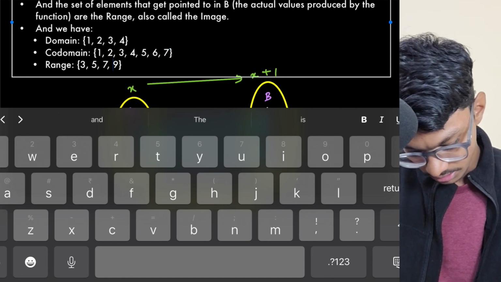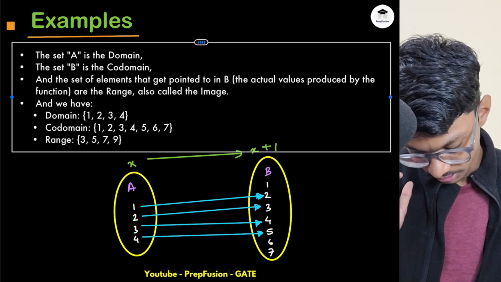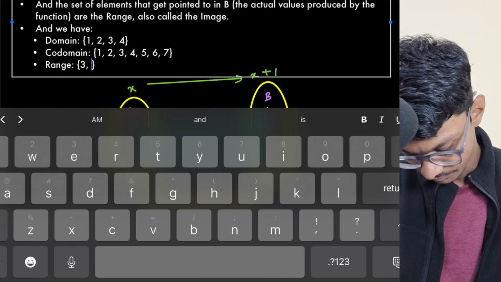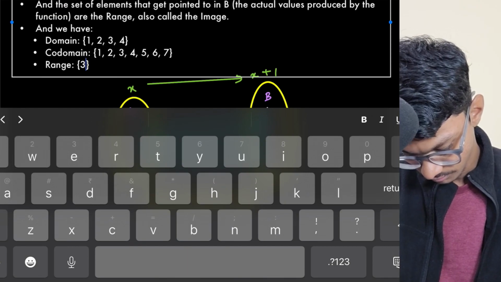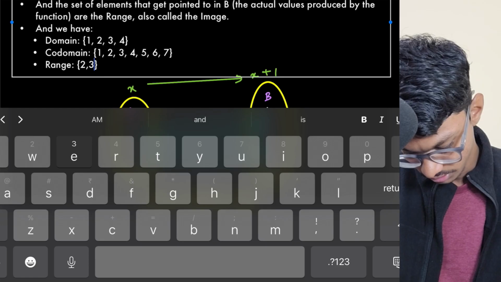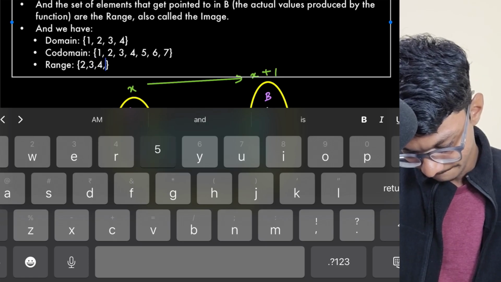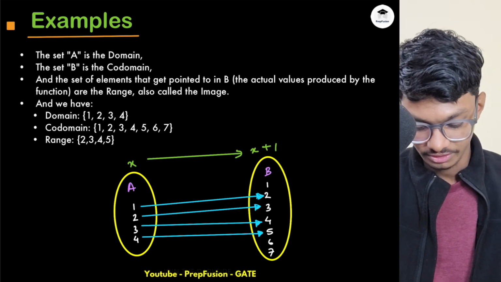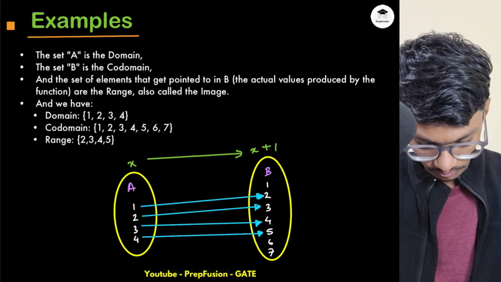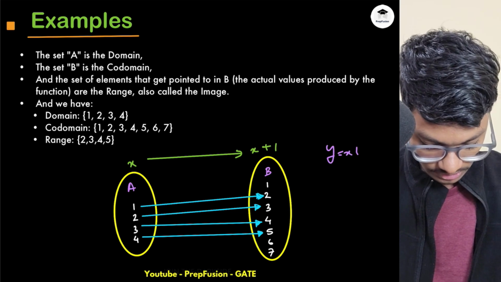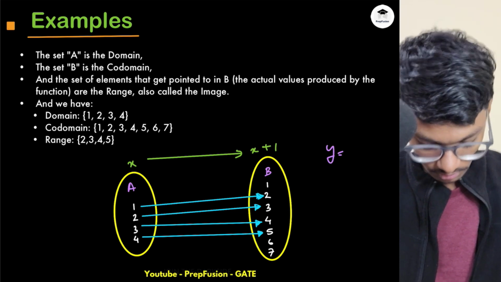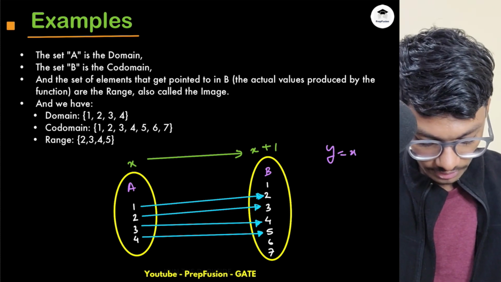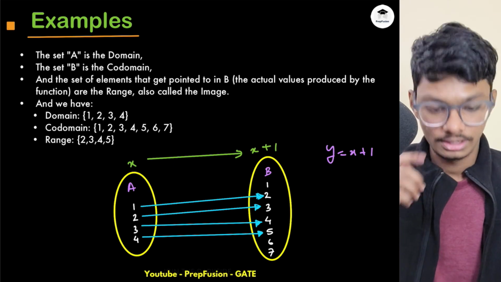Okay, and this range will be 2 3 4 5. So basically what do you mean by this? If I have a function y equals to x plus 1, now what can happen?